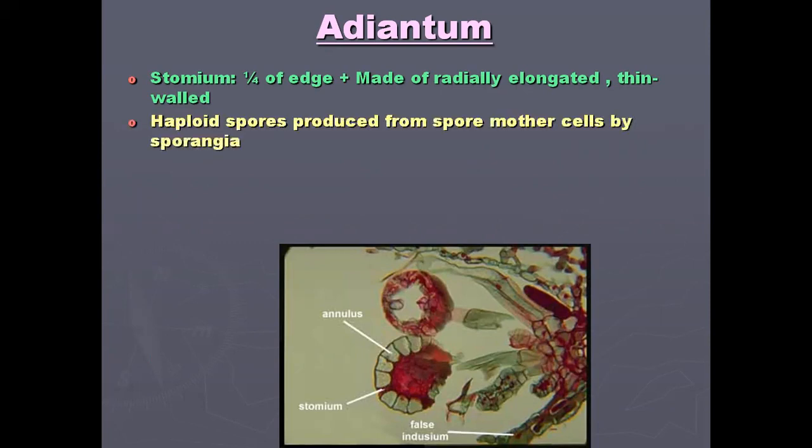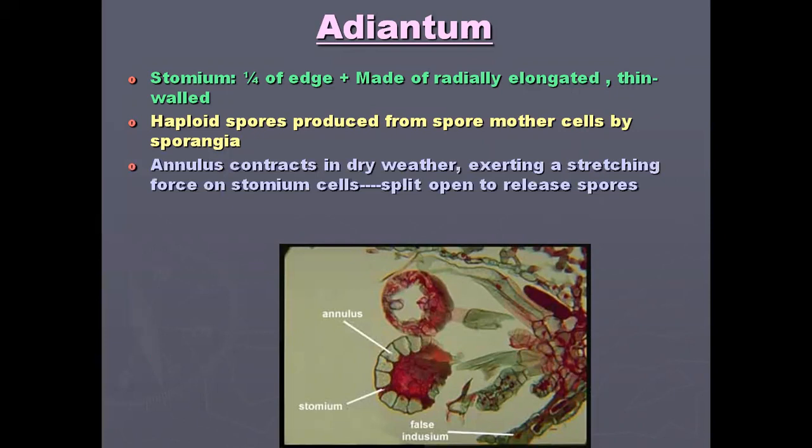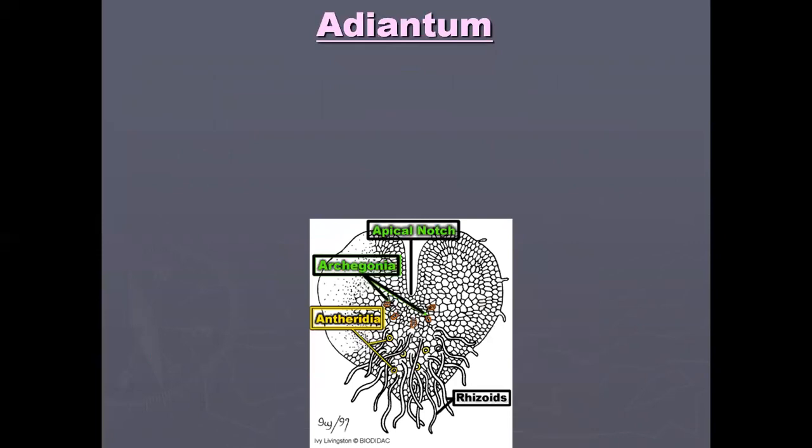The haploid spores are produced from the spore mother cells by the sporangia. Inside the sporangia, the annulus contracts in dry weather, exerting a stretching force on the stomium cells, and it splits open and releases the spores. The spores germinate to produce the gametophyte, and this is the gametophyte. This is the growing point, the apical notch. This is the archegonium. These are the antheridia, and fertilization is going to take place at this point.